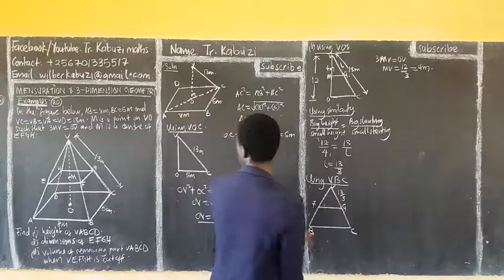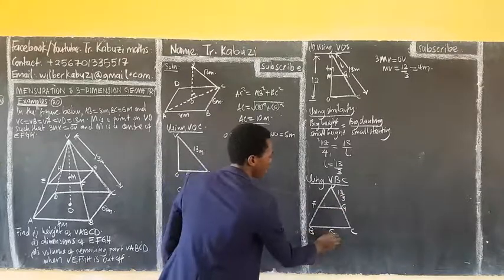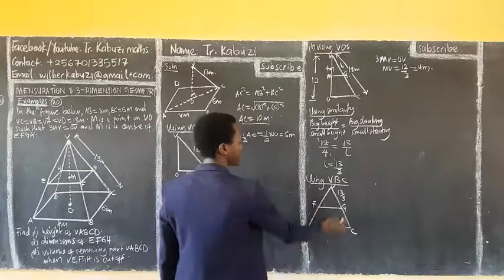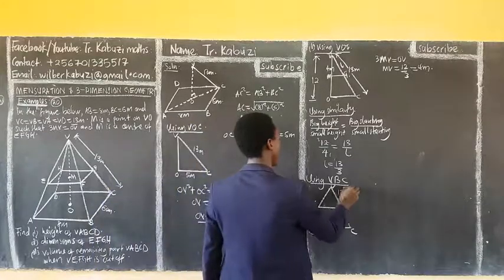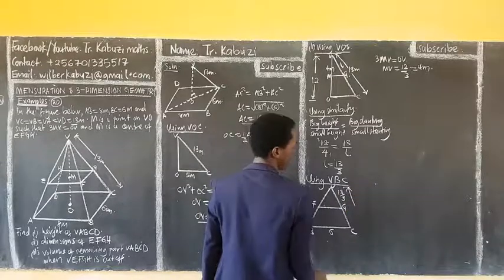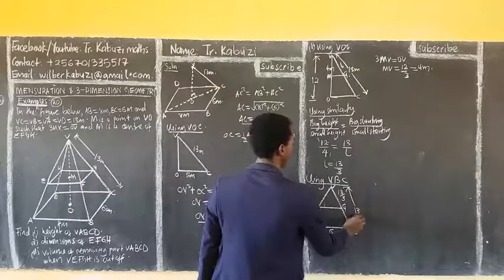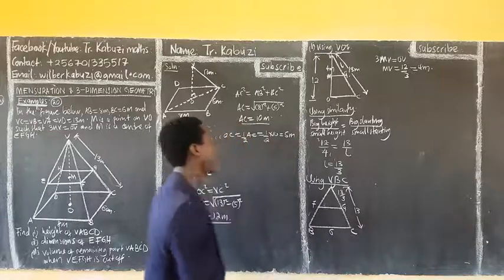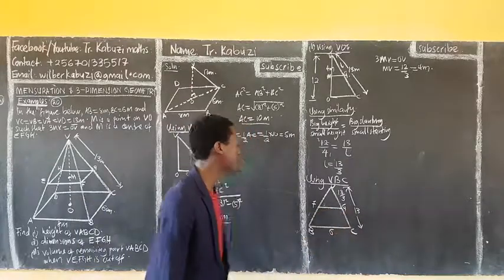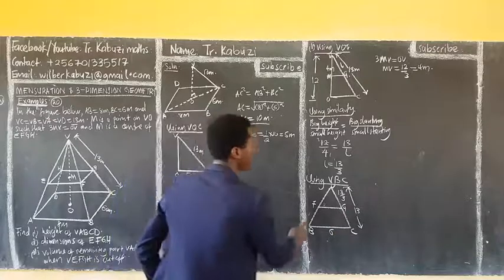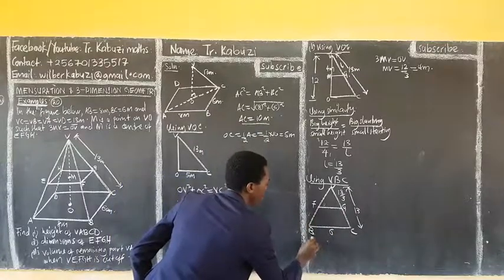Then I have this BC as 6. Then I know from here up here it's going to be 13 meters. So now there I can use similarity. I have this and this, I have this and this and this. So there is similarity.